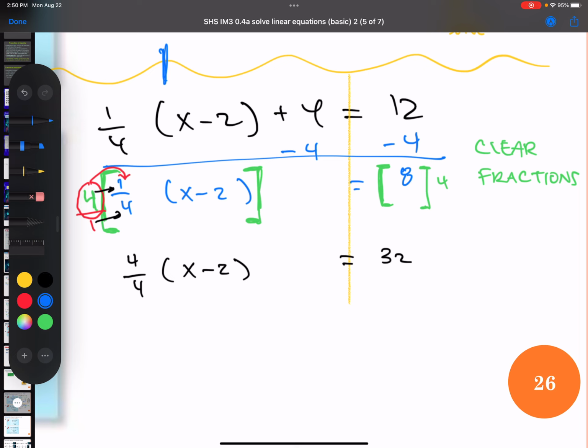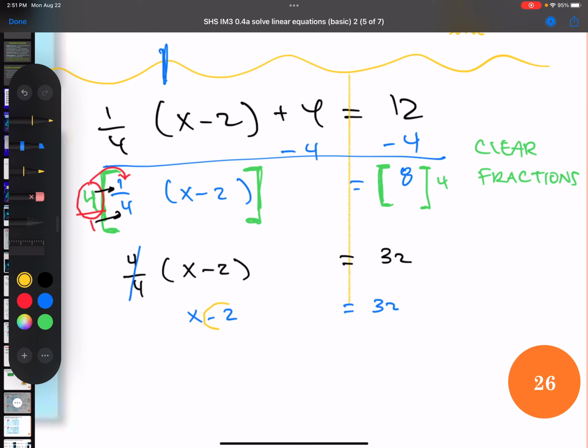And what is 4 over 4? This is where we would say the word cancel. In this case, canceling equals 1. So I'm just left with x minus 2 equals 32.